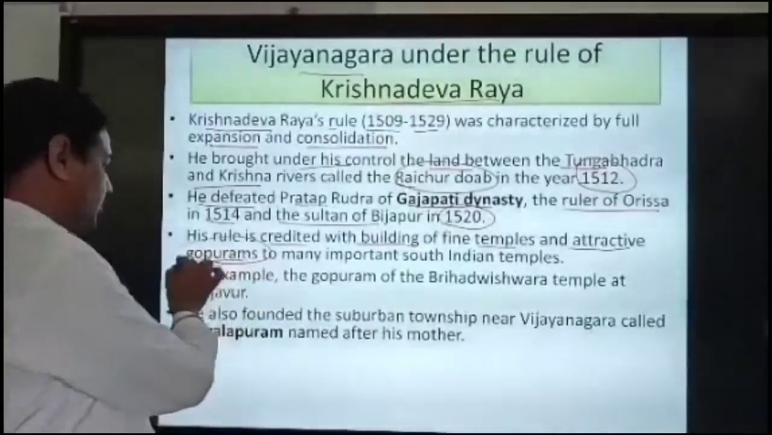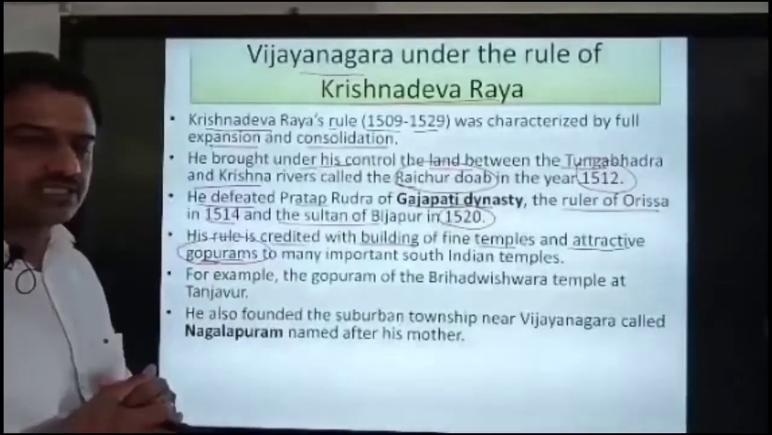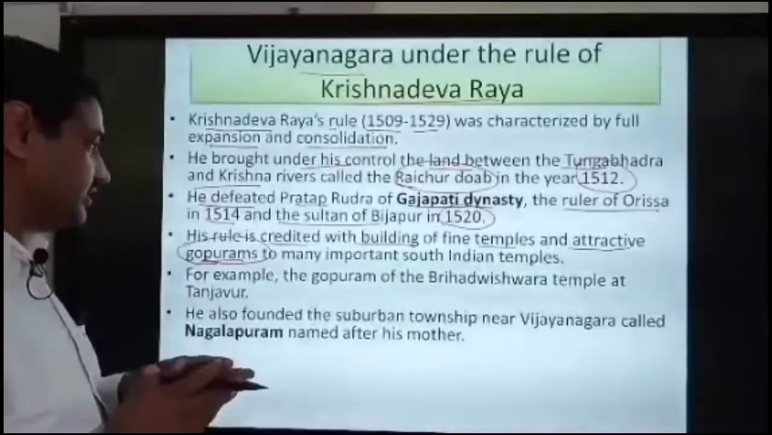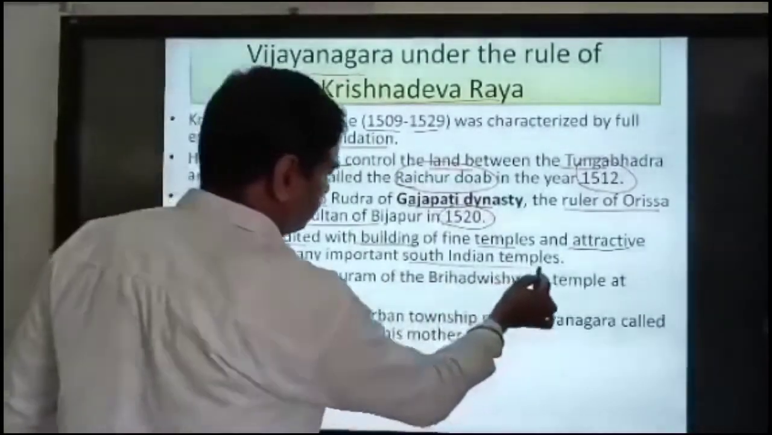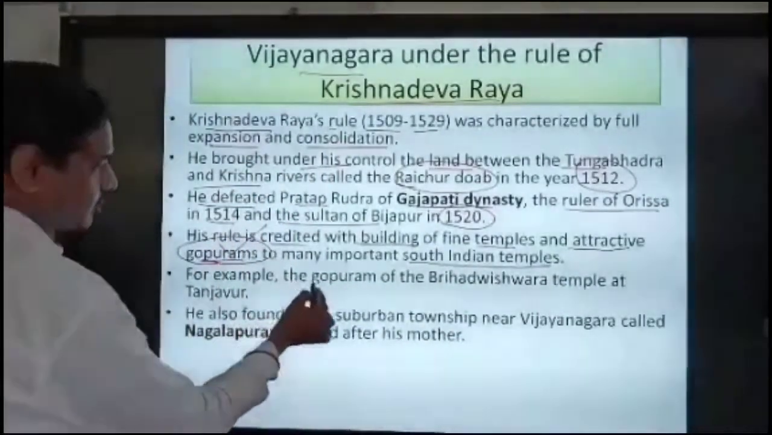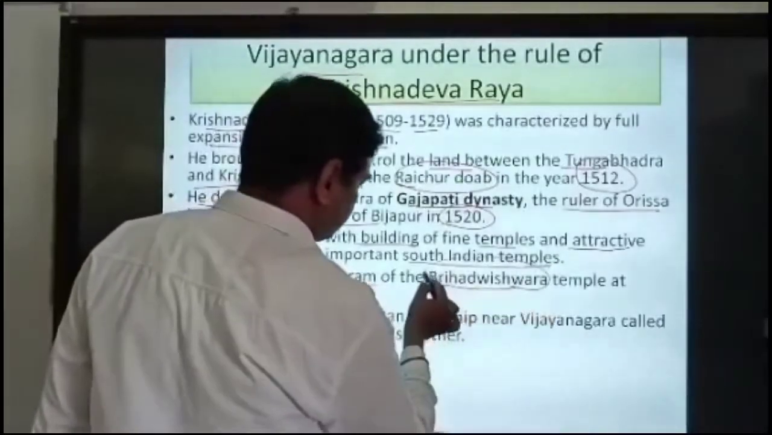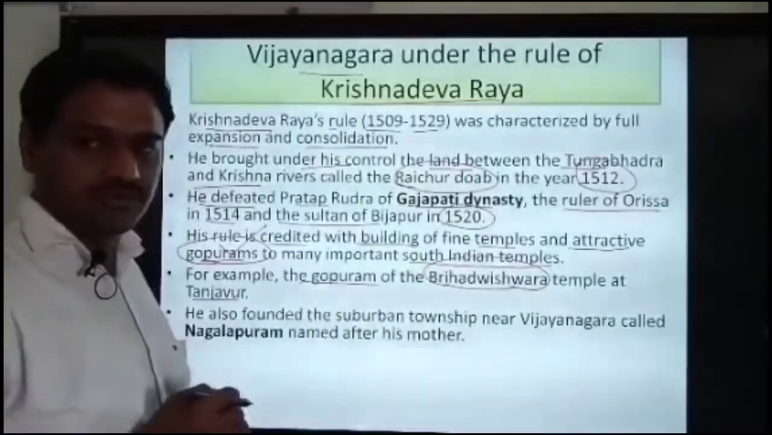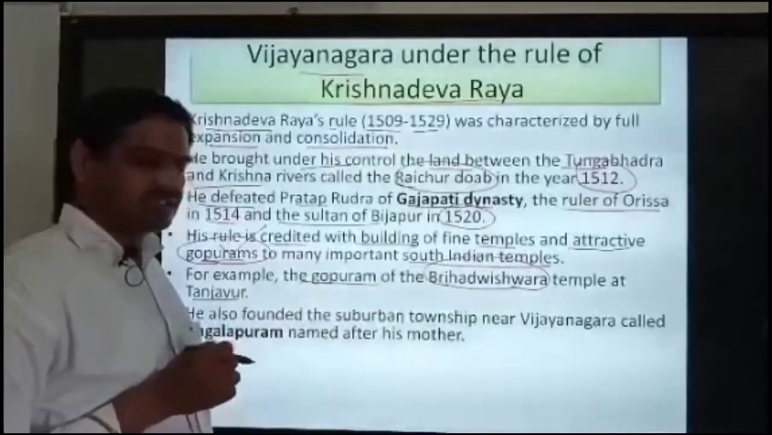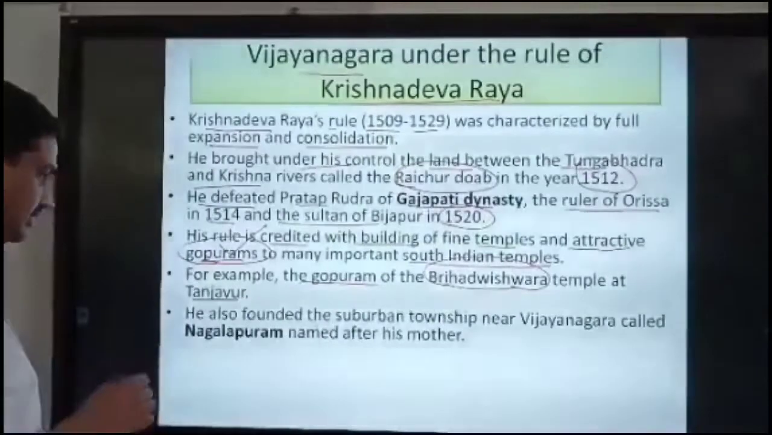And the gopuram was a structure which was added to the existing temple. So the gopuram was a kind of gateway which was constructed by the rulers of Vijayanagara and attached to the already existing temples of that time. In many South Indian temples you can see gopurams which were added later on by the rulers of Vijayanagara. For example, the gopuram of the Brihadeshwara temple at Tanjavur. The Brihadeshwara temple is a famous temple of South India and it is devoted to Lord Shiva. We have read it in the last chapter also, in the Bhakti and Sufi movement. This was the temple which was constructed by the Chola rulers, but the gopuram was added by the rulers of the Vijayanagara kingdom.